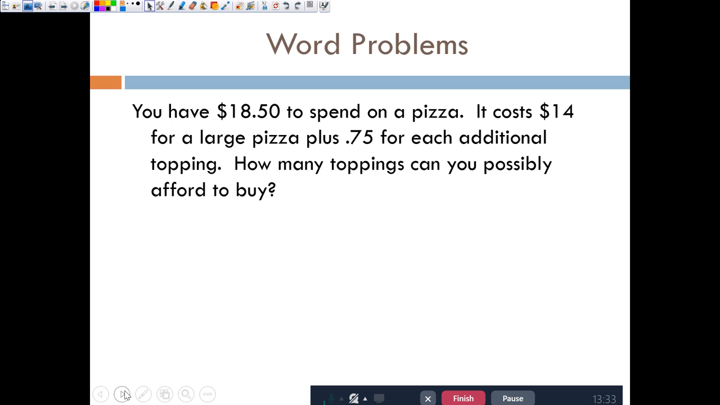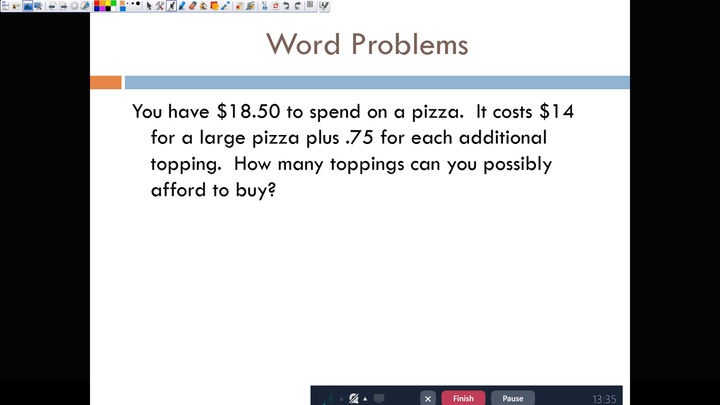So I need to write up my equation. I need my order to be less than or equal to $18.50, right? And my base cost is $14. And how much is it per topping? 75 cents per x, or whatever variable you like to use. So now I can solve.